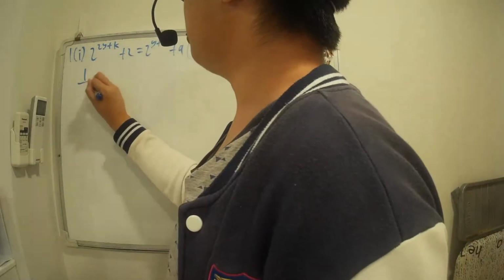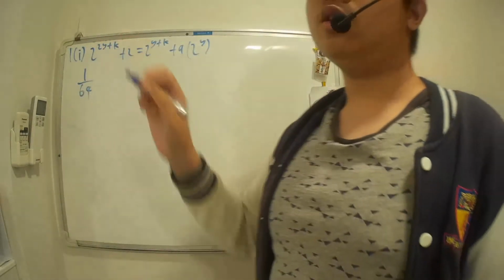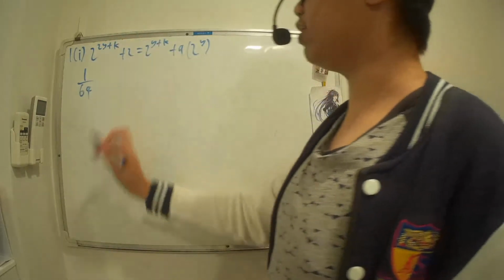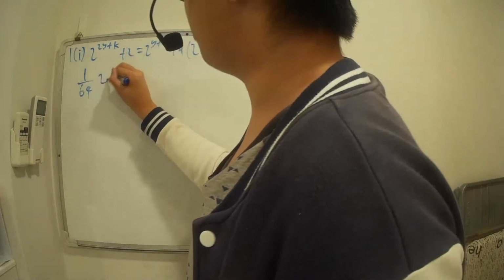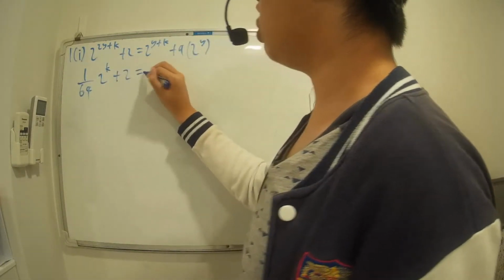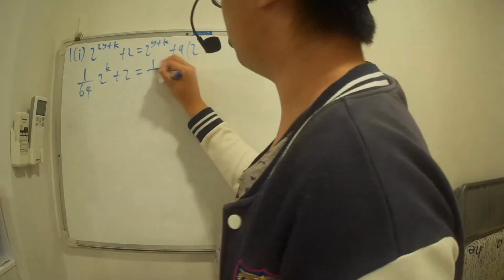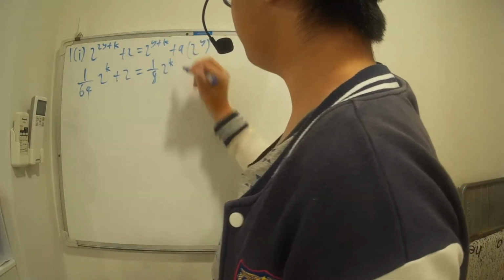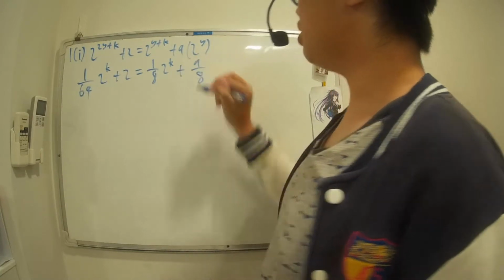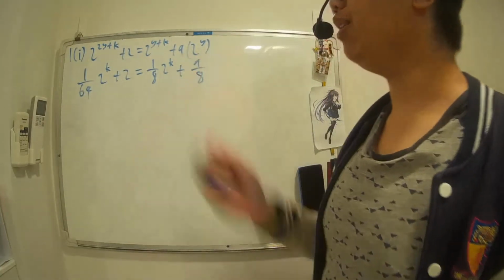So let's take 1 over 64, because this will be 2 to the negative 6 times 2 to the k. So this is 1 over 64, 2 to the power of k, plus 2. And this is equal to, we'll do the same thing here, this will become 1 over 8, 2 to the power of k, plus 9 over 8. Okay, so we're changing all of our 2 to the power of y.